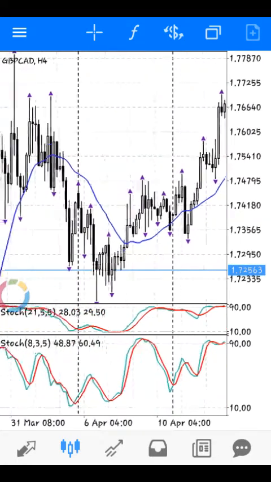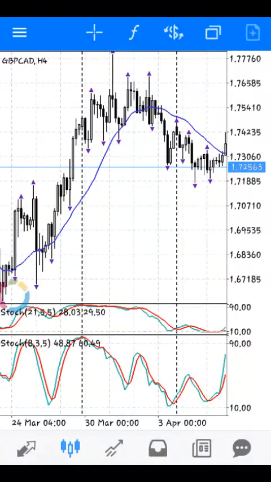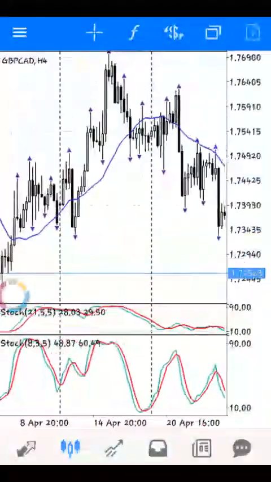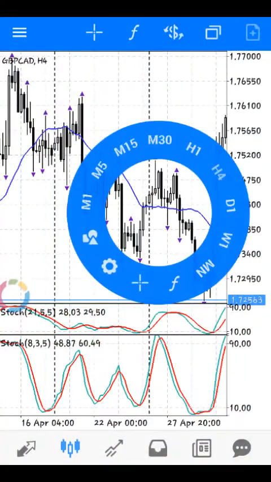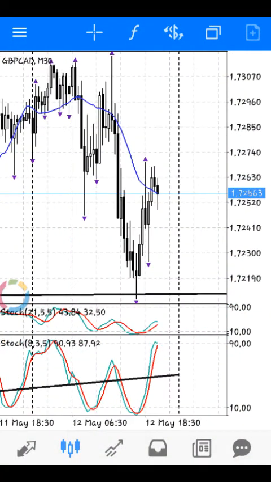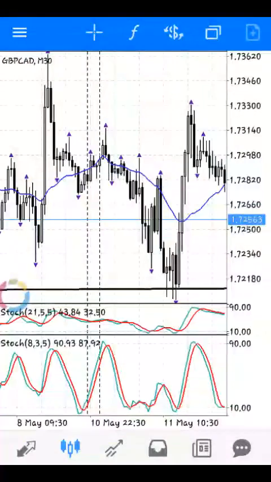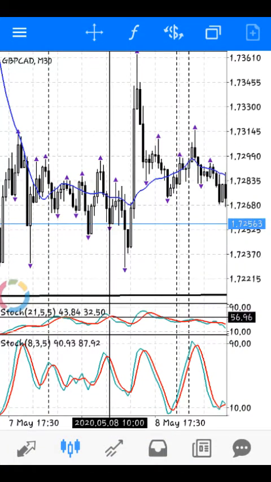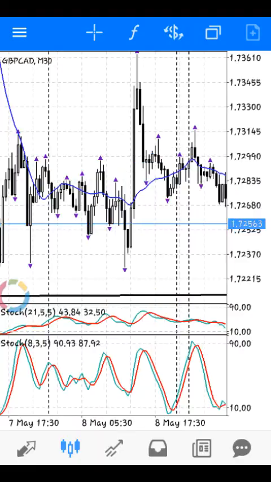That's a hidden divergence. Let me see if I can get that. Wow, this is the 4-hour chart. Let me move down to a 1 hour, a 30-minute chart. Let me see if I can get that. That happened. Let me see. So I can give you, yes. This is it. That happened somewhere around here.